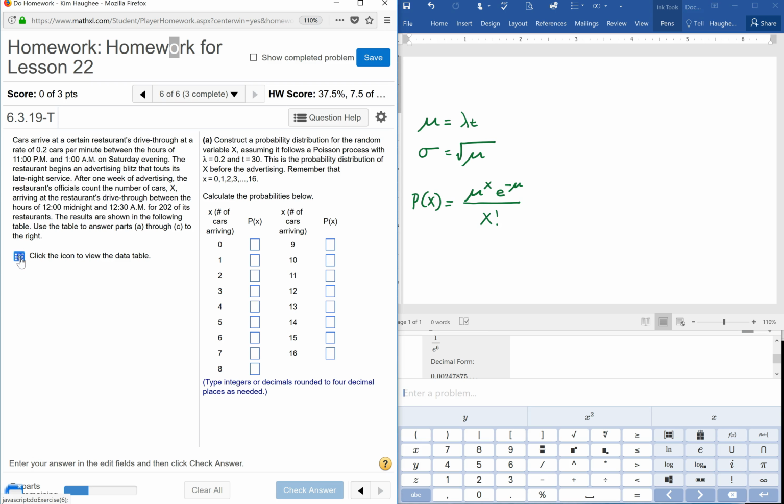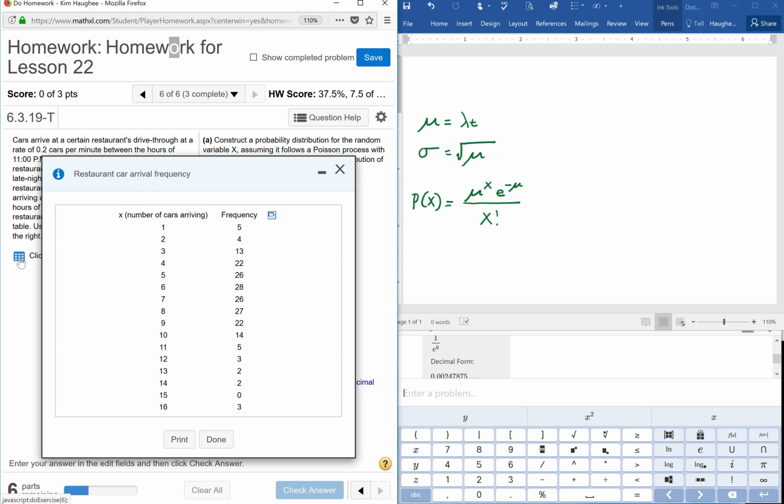The table shows us that their poll had 5 restaurants with only 1 car arriving for those 30 minutes of midnight until 12:30. 4 restaurants had 2 cars, 13 restaurants had 3 cars, and so on. And we can look in the middle here to notice 26, 28, 26, and 27 restaurants had anywhere from 5 to 8 cars arriving.